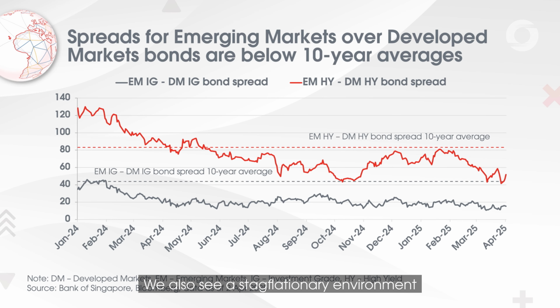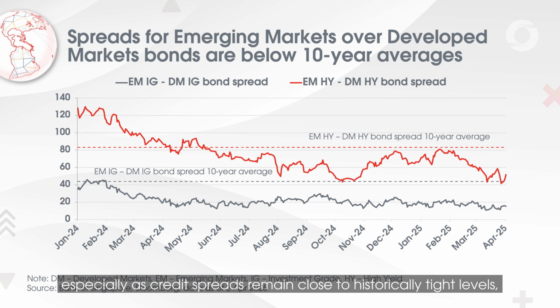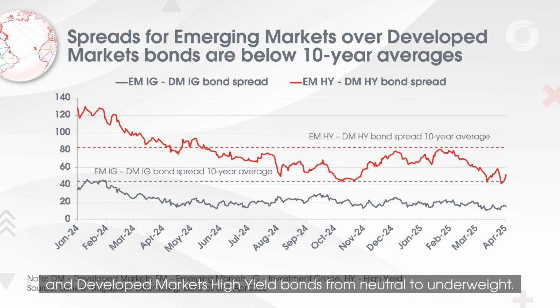We also see a stagflationary environment to be challenging for credit spreads, which have not sufficiently priced in growth headwinds, especially as credit spreads remain close to historically tight levels, and we have downgraded EM High Yield and DM High Yield bonds from neutral to underweight.